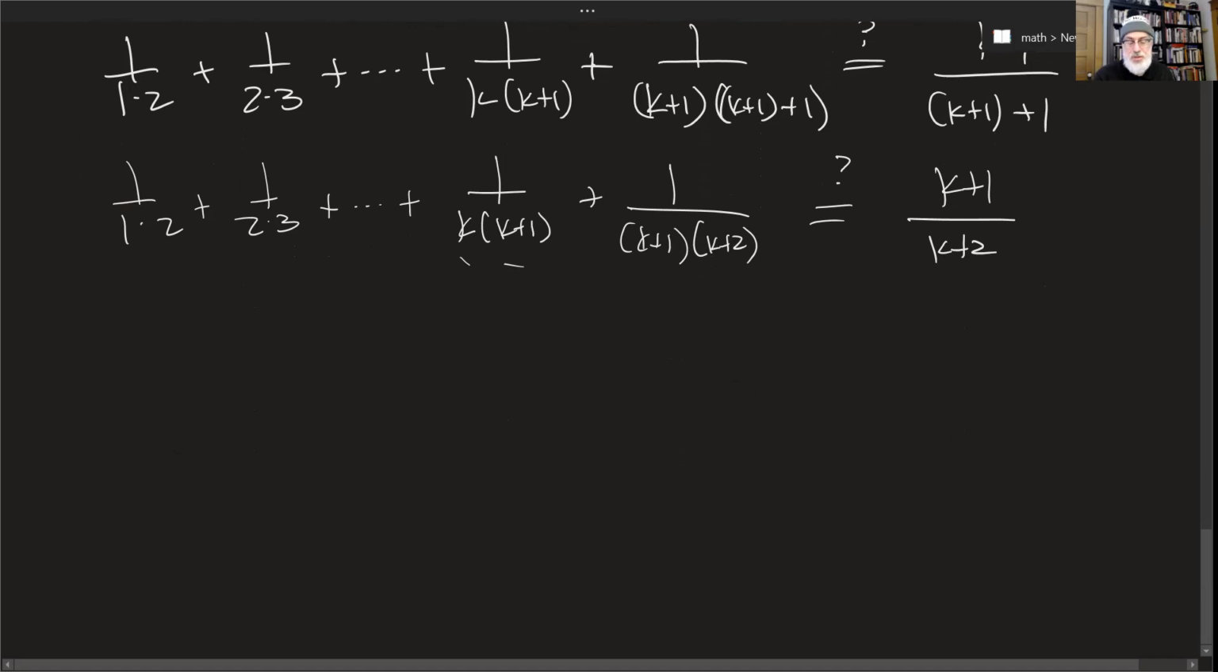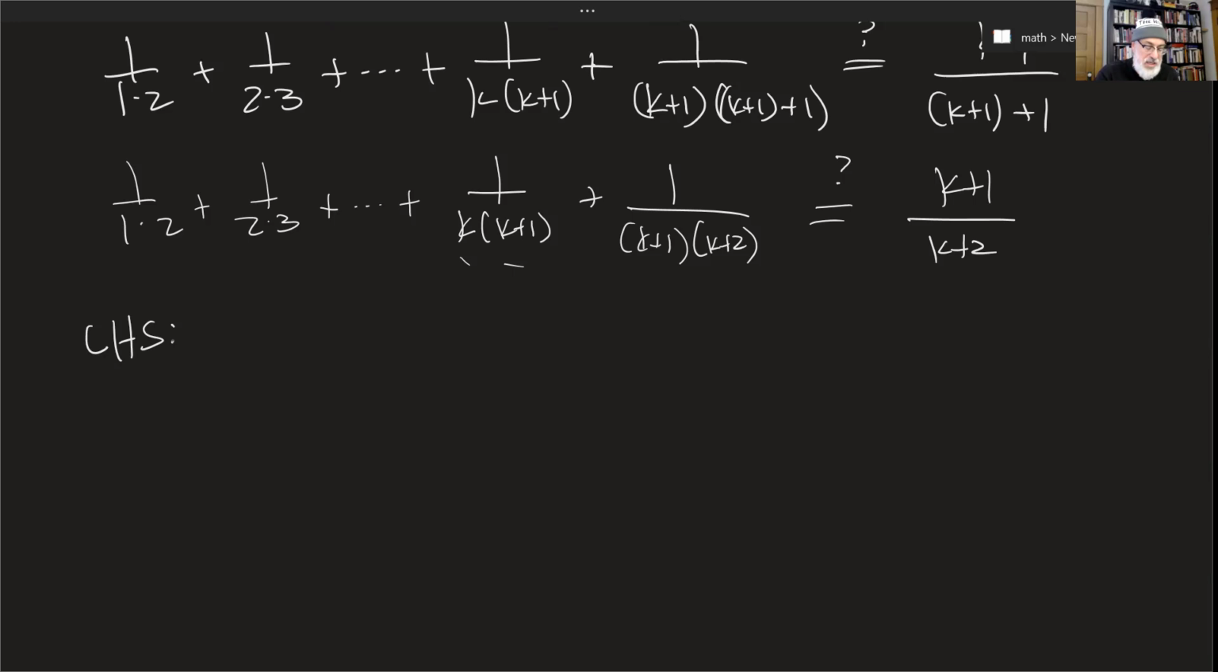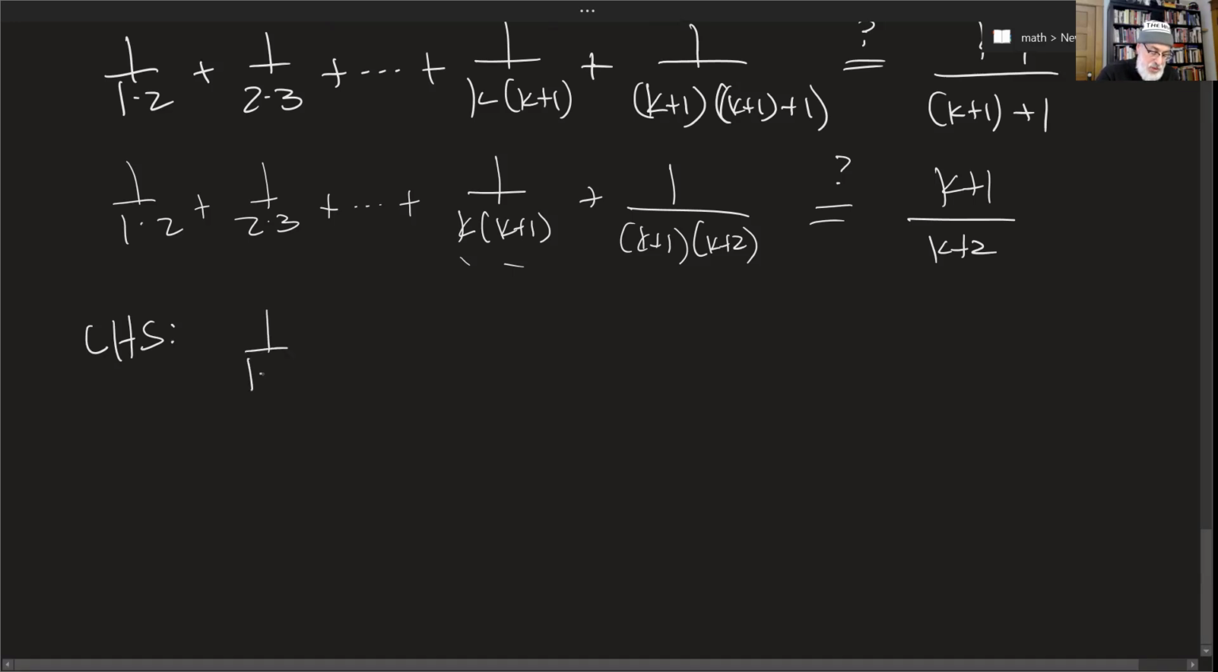In most cases, with proofs like this, with summations equal to some closed form, you begin with the summation side. I just think it's easier to replace the induction hypothesis. So in other words, we're going to make the left-hand side look like the right-hand side. So our left-hand side, again, I'm just going to rewrite it, is 1 over 1 times 2 plus 1 over 2 times 3 plus dot, dot, dot, 1 over k times k plus 1, plus 1 over k plus 1 times k plus 2.